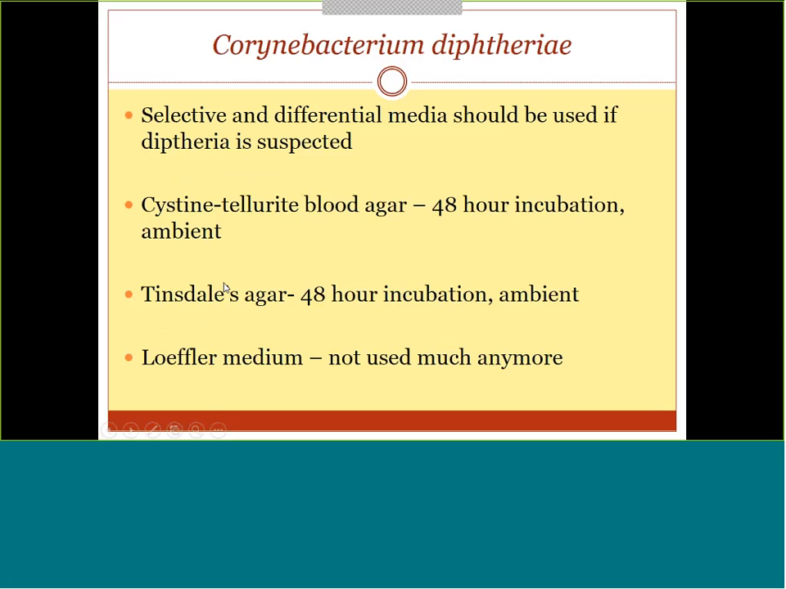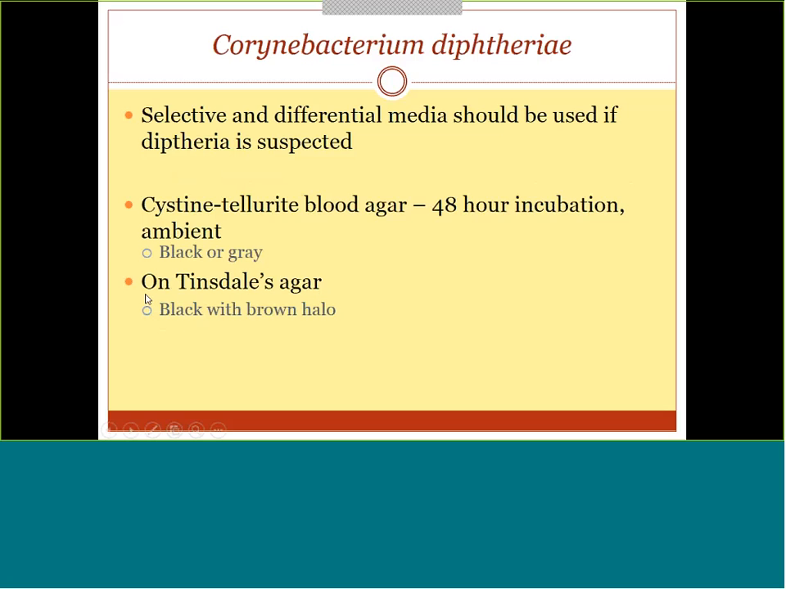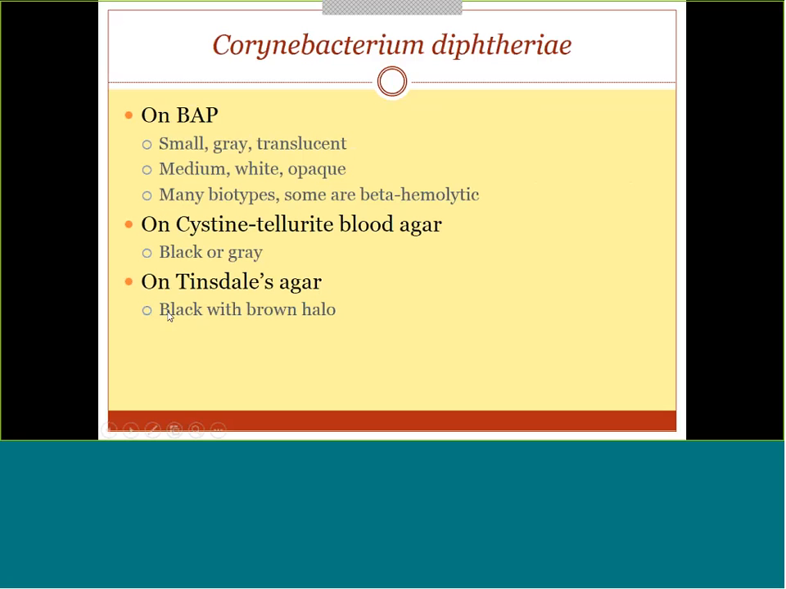Okay. There is some specialized media that is used to grow Corynebacterium diphtheriae. If you ever suspect somebody to have it, this will for sure grow that diphtheriae. So we have cysteine tellurite agar, we have Loeffler agar, which maybe isn't used as much anymore, but you should still be aware of it. And then Tinsdale agar is a great one. Yes, it will grow as a black colony with a brown halo. Very, very characteristic for Corynebacterium diphtheriae. That is a nice test to help identify it. So Tinsdale agar will have that black colony with a brown halo.